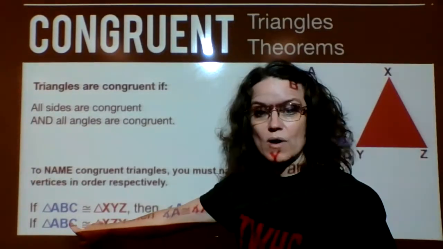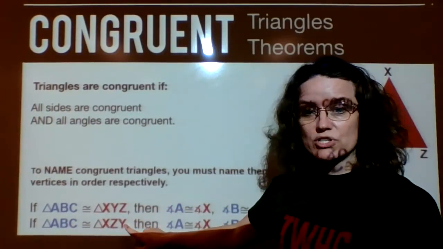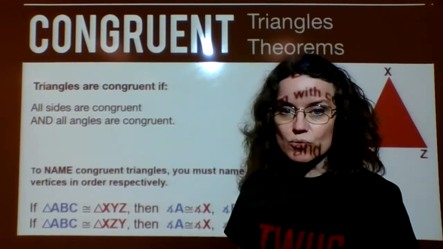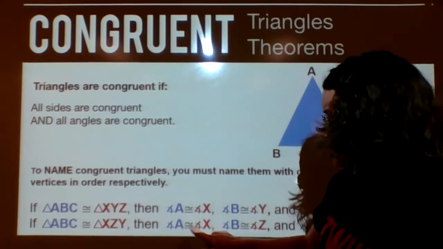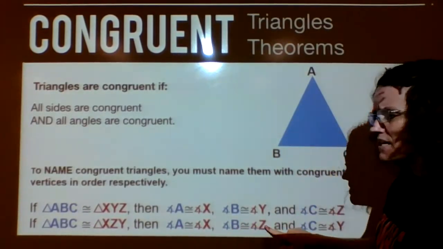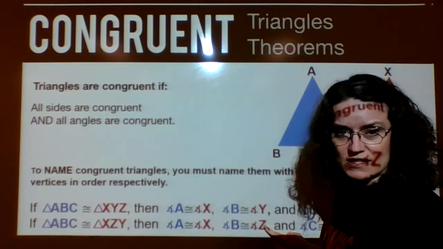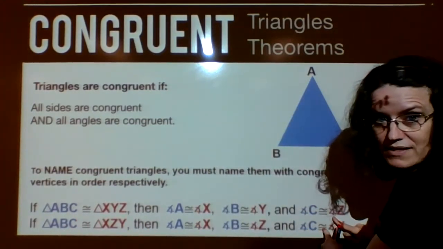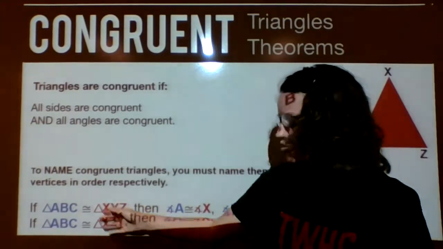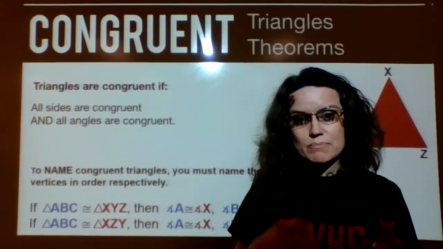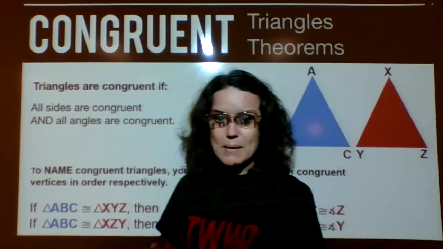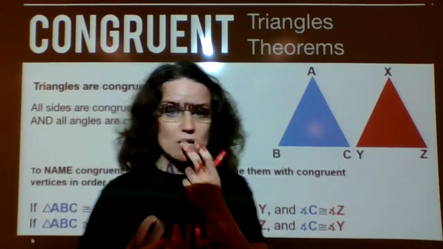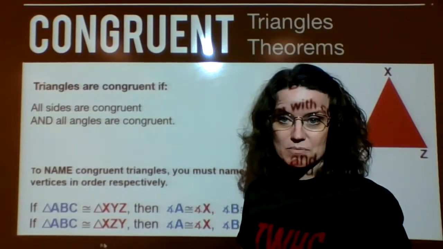So if you wrote that triangle ABC was congruent to triangle XZY, then you're saying the triangles are still congruent, but in this case, A would be congruent to X, but B would be congruent to Z if you write it this way. And then C must be congruent to Y if you write it this way. So the order you write your triangle in is extremely important. It tells you which parts match up with which parts in the different triangles. So watch out for that as we go through stuff and make sure that you name things properly.